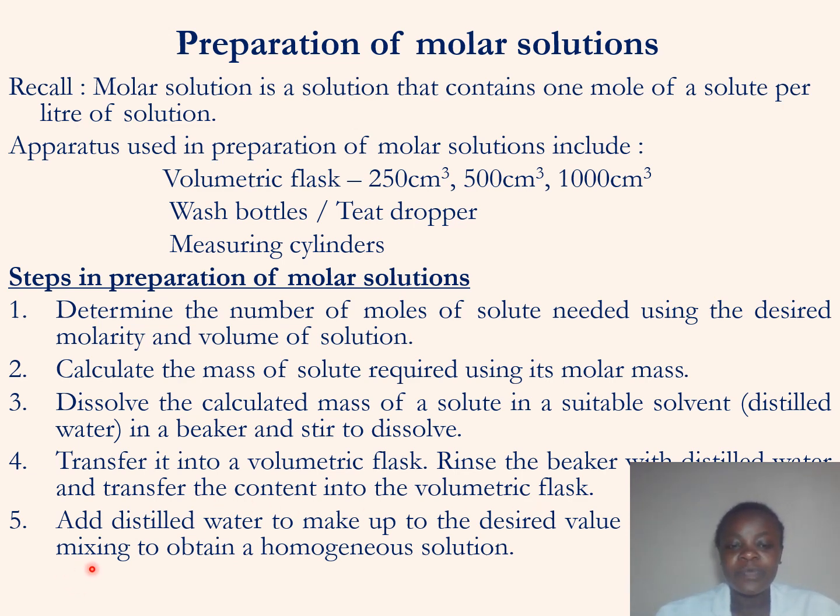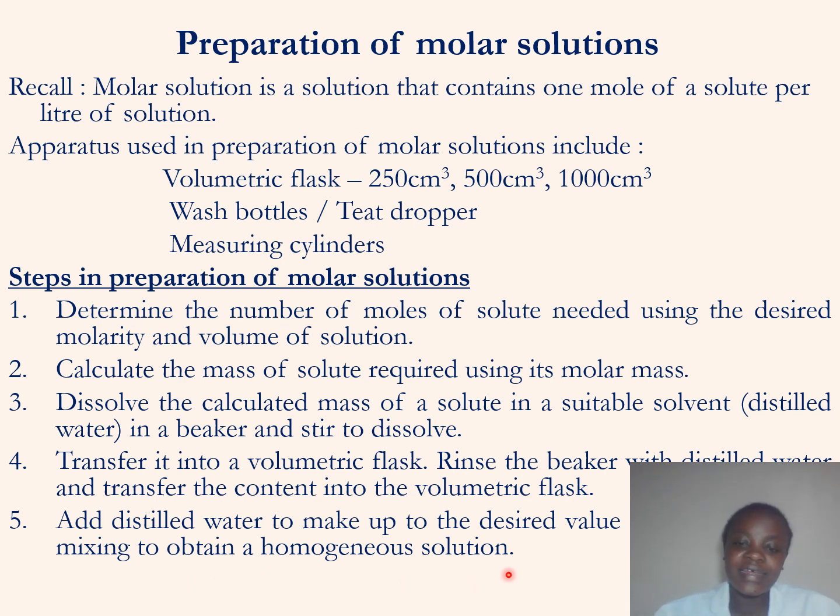Step number 5, we add distilled water to make up to the desired value. If we are using a 250 centimeters cubed volumetric flask, we add distilled water up to the mark to ensure that we have prepared a solution with a volume of 250 centimeters cubed. We add distilled water to make up to the desired value, ensuring thorough mixing to obtain a homogeneous solution.